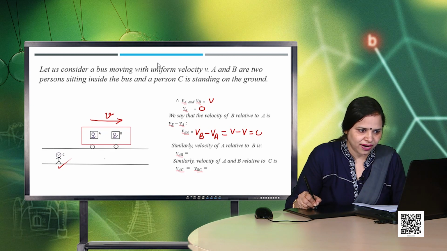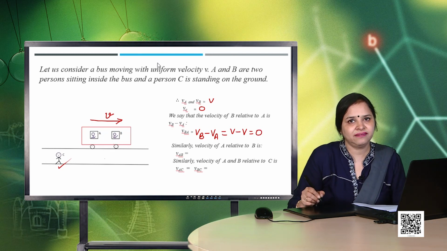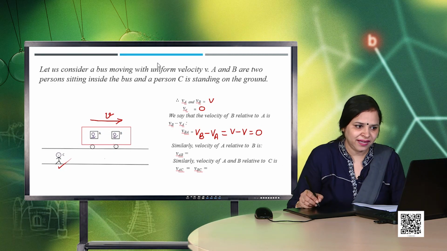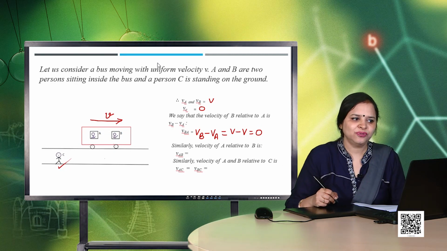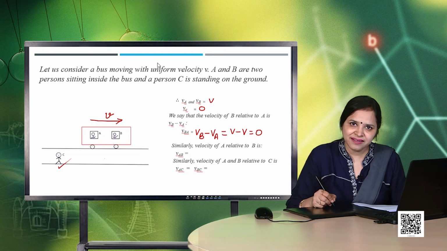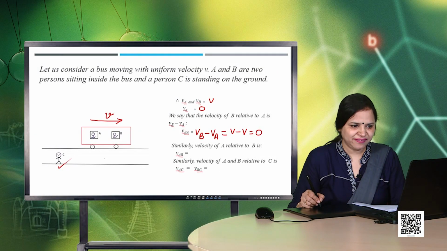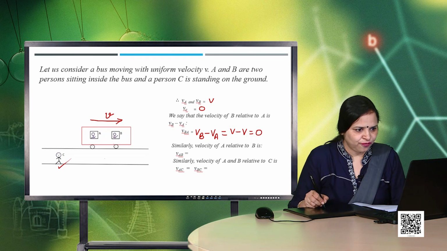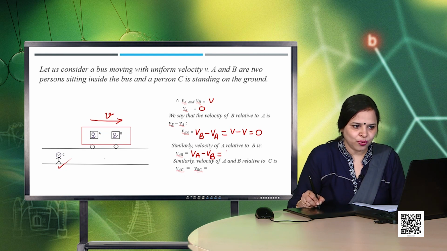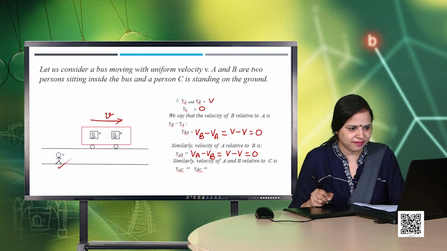So, that is why the velocity of B relative to A is 0, and that is what we say: both the persons who are sitting inside the bus, to them they both are at rest with respect to each other. Similarly, the velocity of A relative to passenger B is again VAB, which can be written as VA minus VB. Again, since both are moving with the same velocity, the relative velocity will be 0.